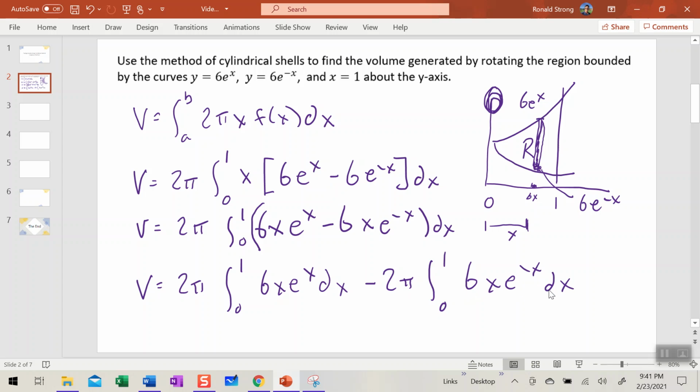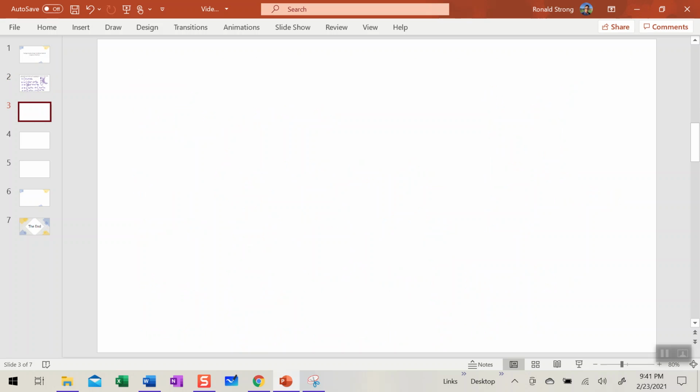And so we have to do integration by parts on each one of these. Cleaning it up a little bit, let's bring the 6's out. So volume is going to be equal to 12 pi times the integral from 0 to 1 of x e to the x dx minus, again, 12 pi times the integral from 0 to 1 of x e to the negative x dx. On the next slide, we'll integrate each one of these.